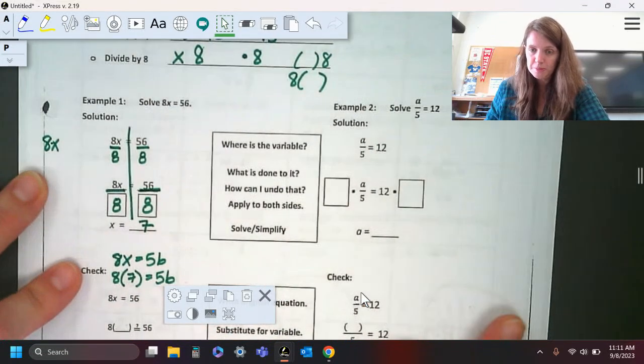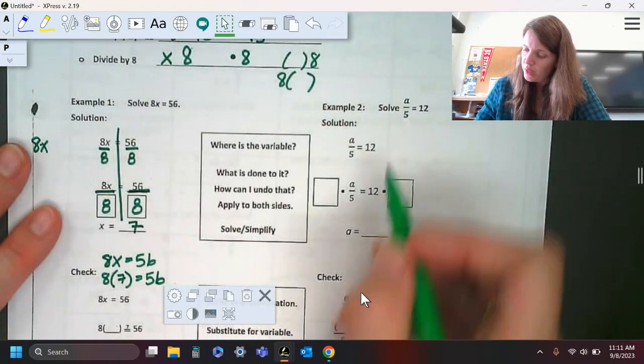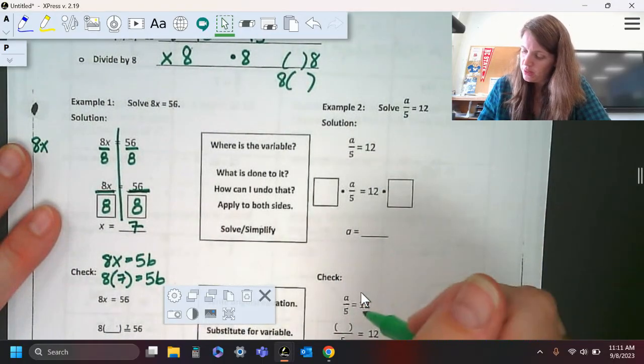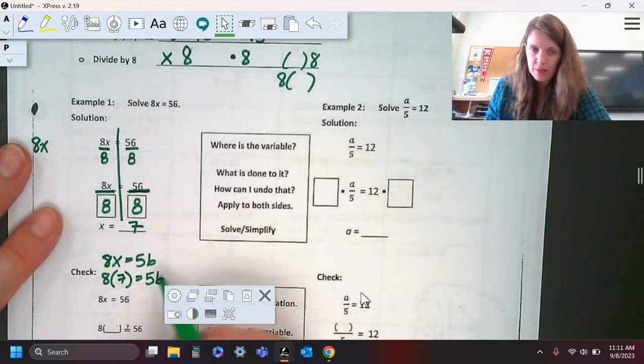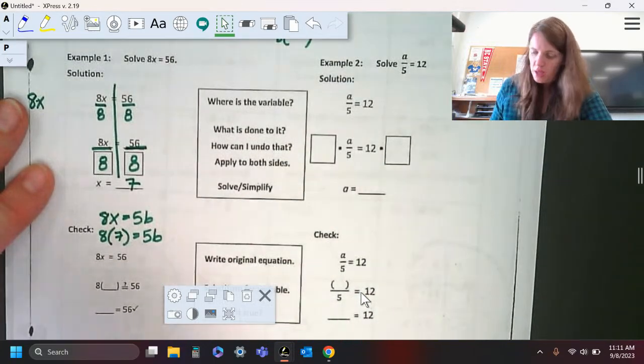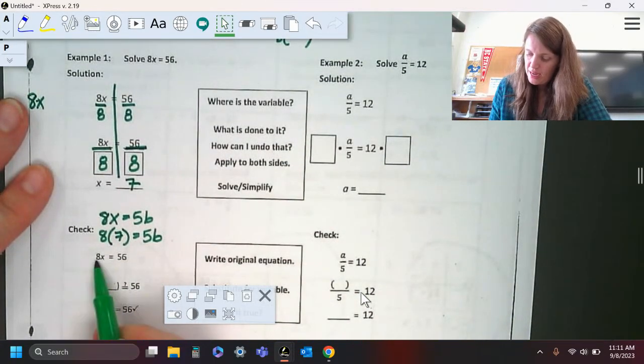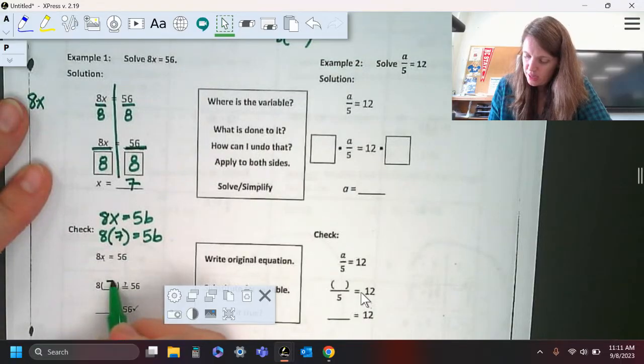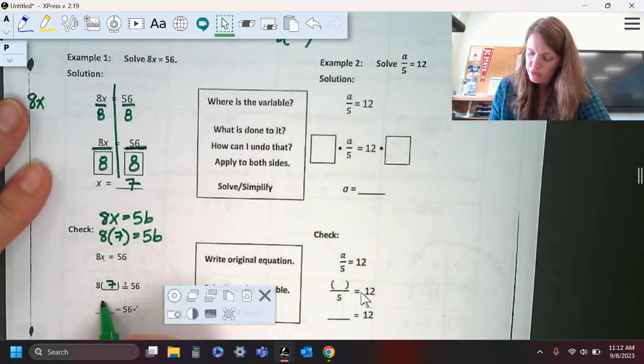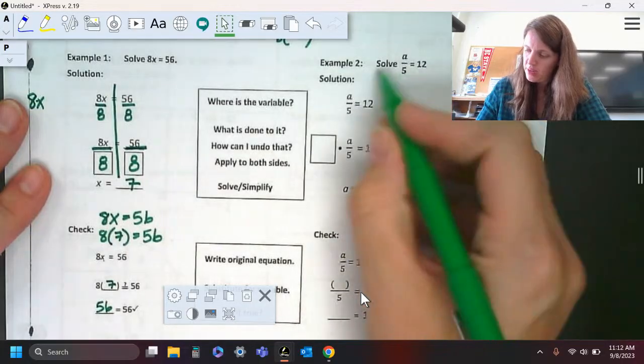Let's do one more example. Oh, I wrote this in the wrong place, I'm sorry. Here, I gave you that work, right? 8x equals 56, 8 times 7 equals 56, so 56 equals 56, right? That is correct.